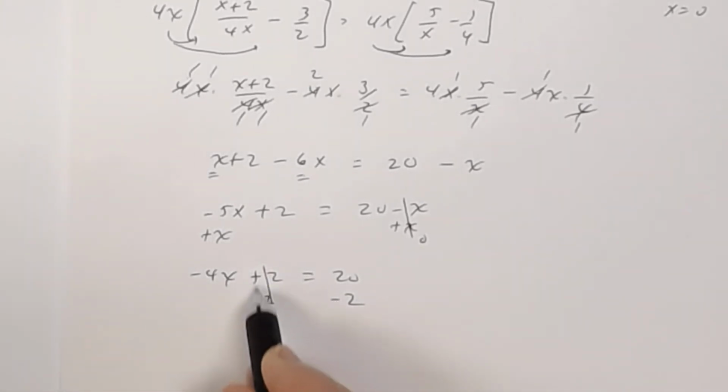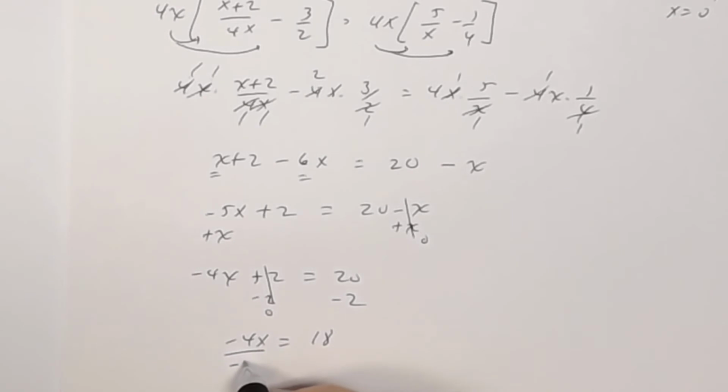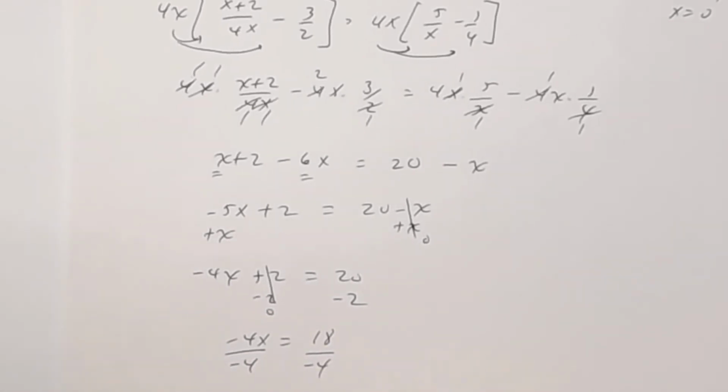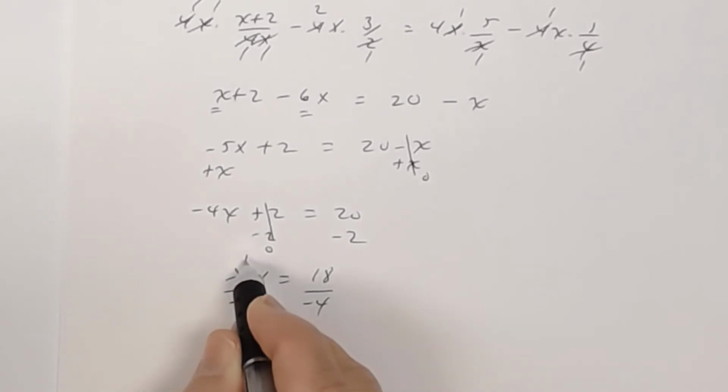So I get negative 4x and 0 is negative 4x equal. And then 20 subtract 2 is 18. And then to get x by itself, right now I'm multiplying by negative 4. The opposite of multiplying by negative 4 is to divide by negative 4. And so negative 4 divided by negative 4 is positive 1. 1 times x is x.